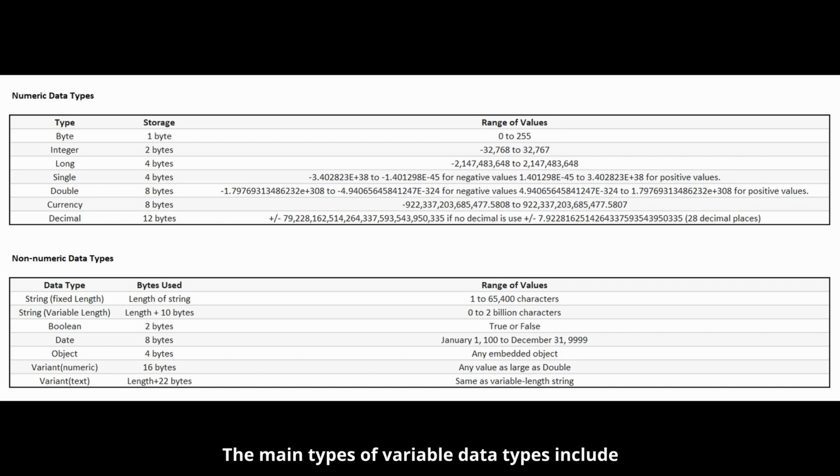Declaring variables. Declaring variables is like putting a data in a storage box. The main types of variable data types include numerical and non-numerical data types. Here are the types of variables.